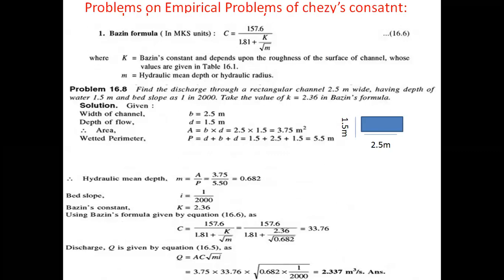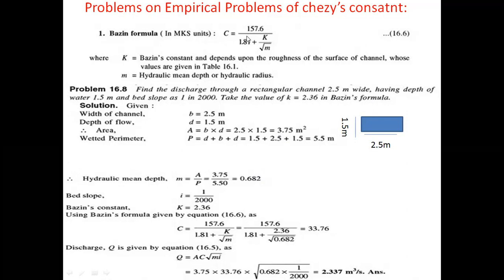Based on the empirical formulas of the Chezy's constant, to find the discharge and velocity, we use the empirical formulas. In previous problems, the Chezy's constant C value is given, but in empirical formula problems, the value is not given. Based on the formula name, we find out the C value also, and substitute the C value in the Chezy's constant equation. We find out the velocity and discharge.